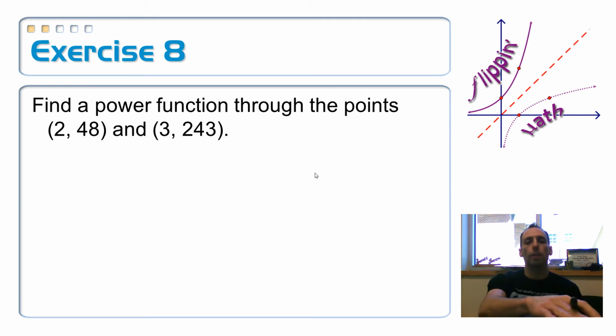Now I think you're going to want to practice this, so why don't you try it right here? Exercise 8, find a power function that goes through those 2 points, and then come back and see me.